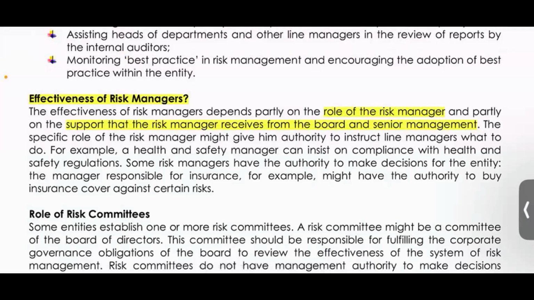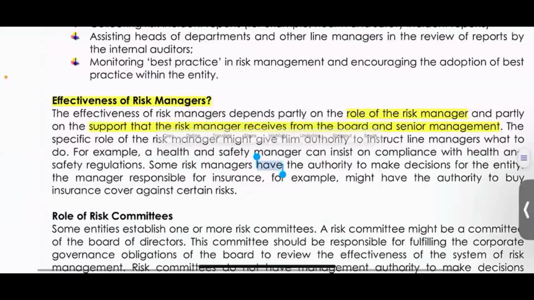We said the specific role of the risk manager might give him authority to instruct line managers on what to do. And some managers may have authority to make decisions on behalf of the entity, while some may not have the authority to make decisions on behalf of the company. So an exam question can be: what are the three ways that determine how effective a risk manager would be? Number one, the role of the risk manager. Number two, the support that the risk manager is given by the board and senior management. And number three, the extent of information that the risk manager gets, or the extent to which the risk manager can use his authority. Let me just underline it. The extent to which a risk manager can use his authority.